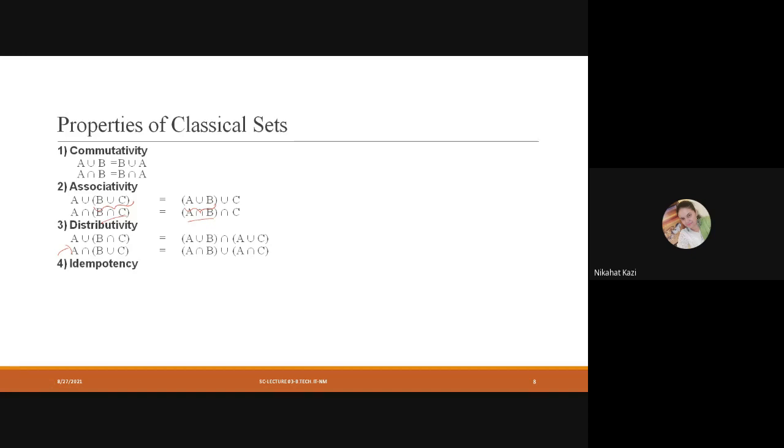Next is idempotency. What do you understand by idempotent operation?